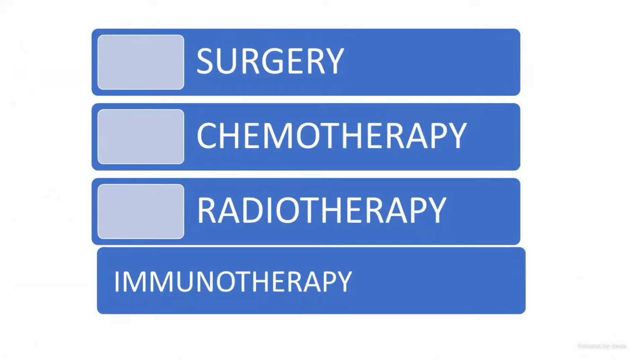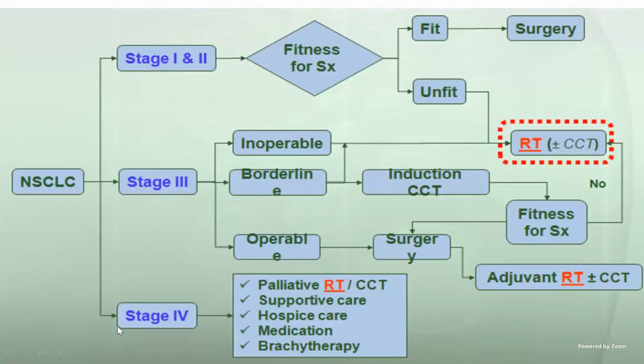These are the main treatment modalities which are used for carcinoma lung: surgery, chemotherapy, radiotherapy, and immunotherapy. In non-small cell lung carcinoma stage 1 and stage 2, if the patient is fit for surgery, he will undergo surgery. If unfit because of medical comorbidities by which surgery is not possible, he will undergo definitive radiotherapy.